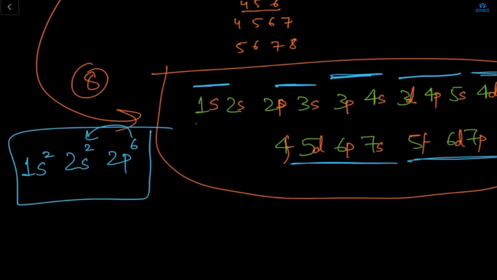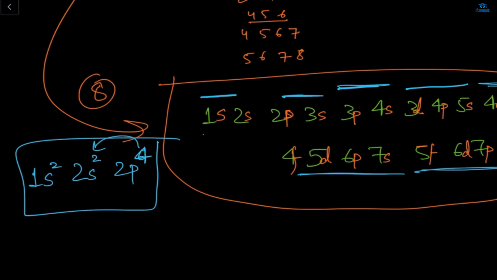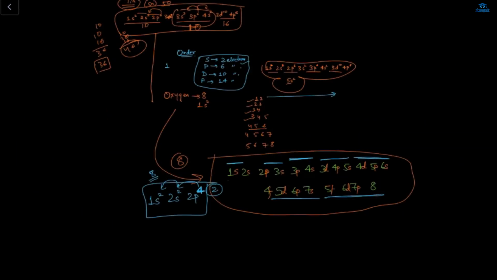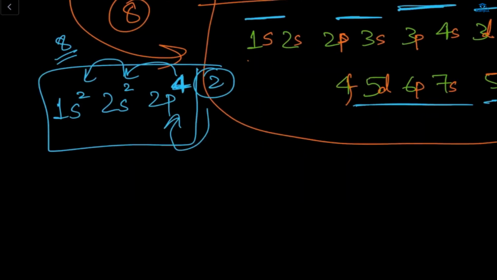6, 7, 8. Sorry, 4. Why will we write 6? Because the total is 8. 4, 5, 6, 7, 8. So here 2 more electrons are left. So what will happen? Oxygen is a non-metal, so it will gain 2 electrons to complete its orbit.